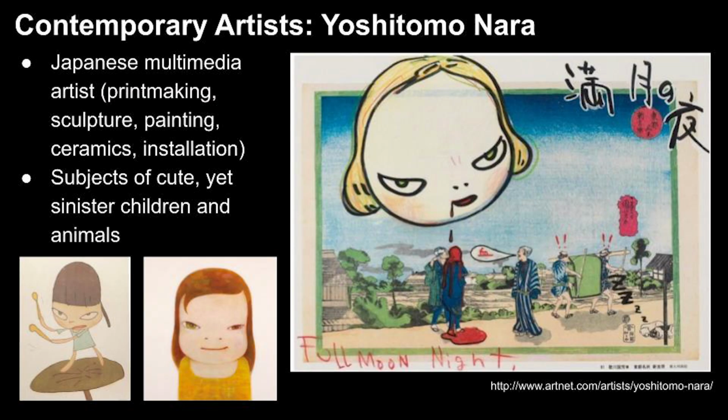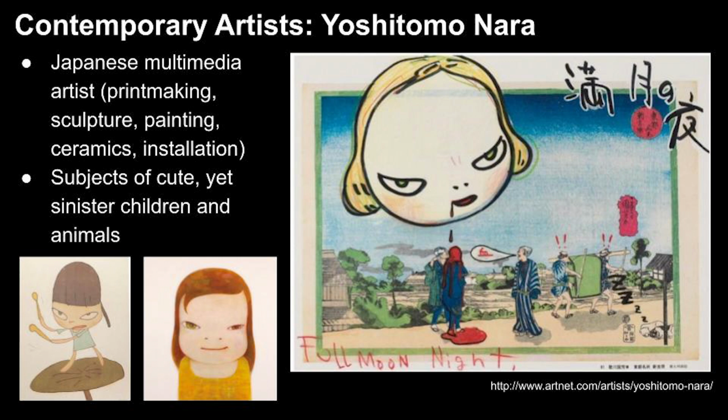Next, we've got Yoshitomo Nara, and this is a Japanese multimedia artist who works with printmaking, sculpture, painting, ceramics, and installation. And actually, this is a relatively famous artist. I've seen their work around, and it's very charming. The subjects are usually very cute yet sinister children and animals. Like, they have this very cutesy enlarged head and large eyes, but there's something about their facial expressions that just makes them look evil.